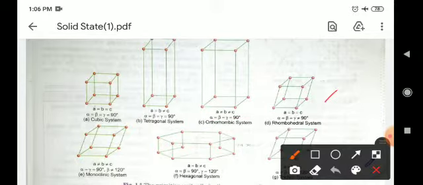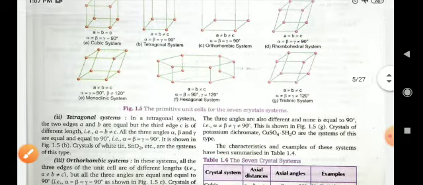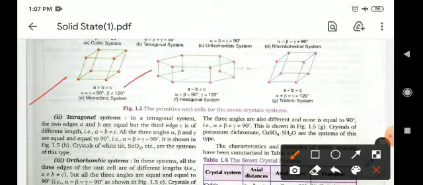Now the rhombohedral system: in this, all the edges will be equal but the angles alpha equals beta equals gamma are not equal to 90, meaning all the angles will not be 90 degrees. Now the monoclinic system, in which all the edges will be different and alpha and gamma will be 90 degrees but beta is not equal to 90 degrees. That is known as the monoclinic system.